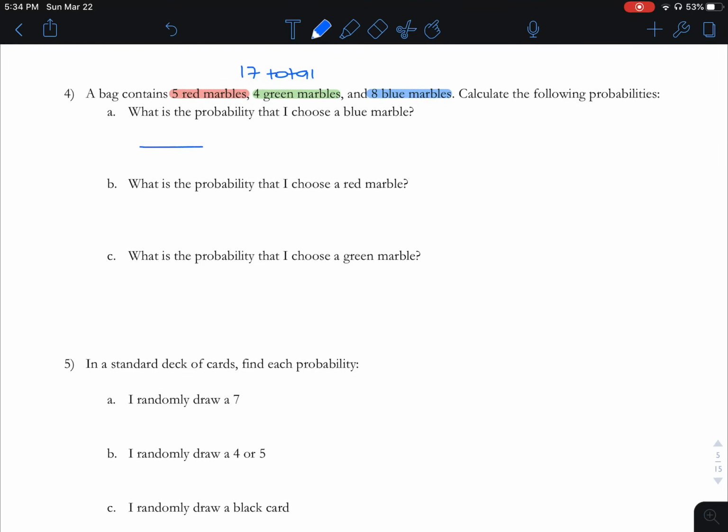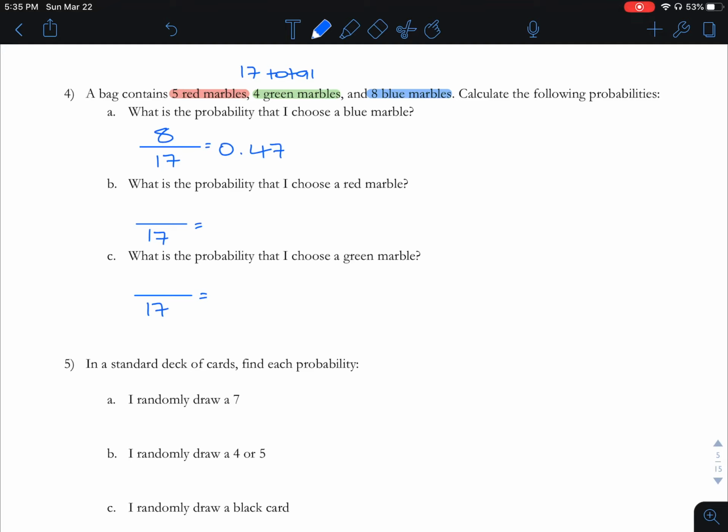Okay, so let's start off with that fraction bar and all of these, because I know I'm going to be looking at those fraction bars. Well, the total goes on the bottom. Total we found out was 17. Keep that on the bottom. What's the probability that I choose a blue marble? Well, how many blue marbles out of the 17 do I have? I have 8. Plug that in. I cannot reduce this in this case, but I can simplify. I get 0.47.